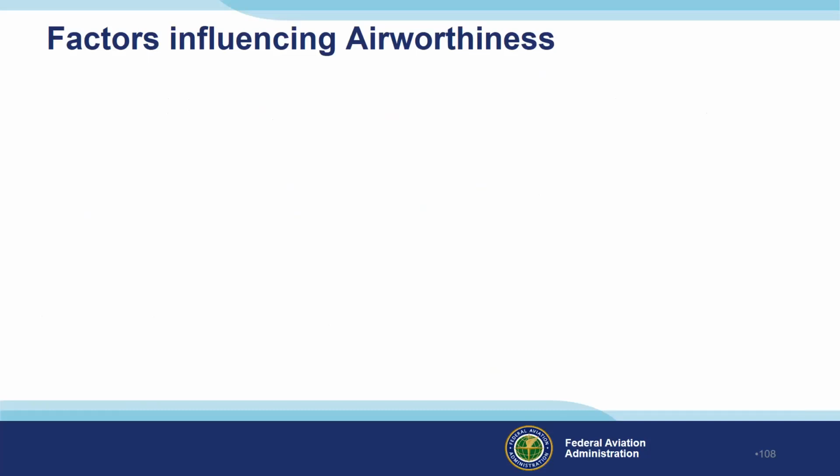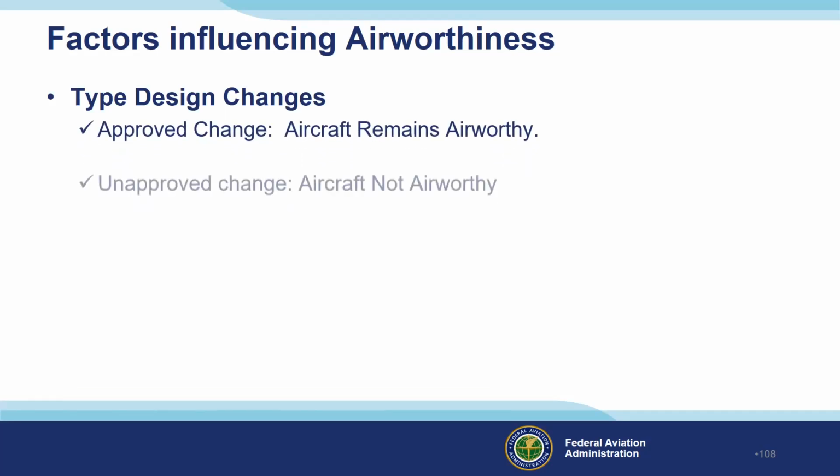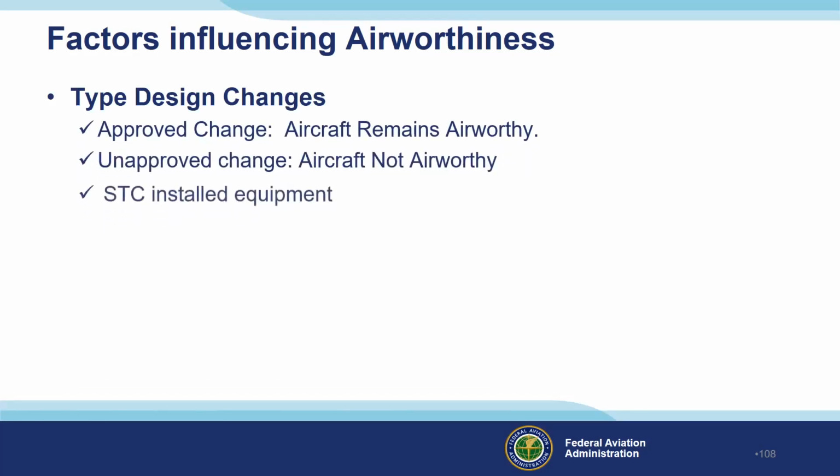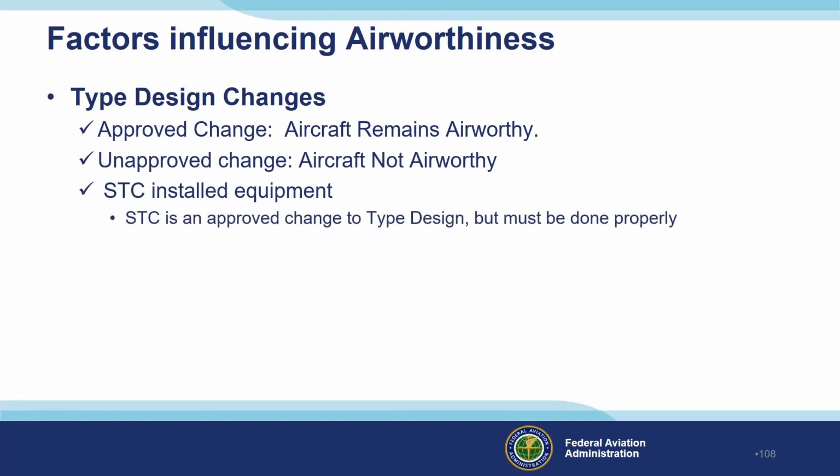Well, you should now have a really good understanding of what's required for an aircraft engine or propeller to be airworthy. And during the next hour, we're going to look at factors influencing airworthiness. And so factors influencing airworthiness, type design changes. If it's an approved change, then the aircraft remains airworthy. If it's an unapproved change, then the aircraft is not airworthy.